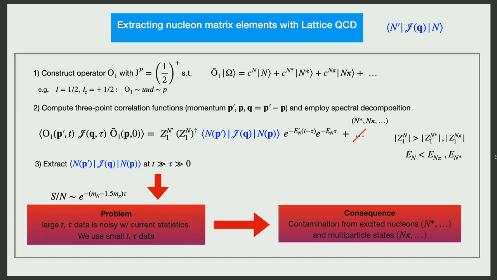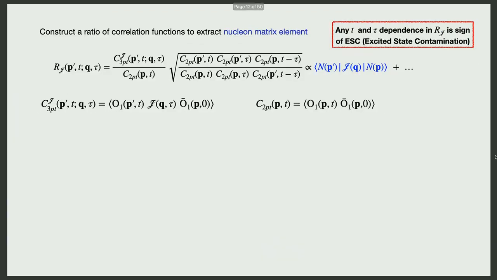How do we extract this nucleon matrix element? A standard procedure is to construct a ratio of three-point and two-point correlation functions. The advantage is that the ground state contribution to this ratio here is t and tau independent analytically. So any t and tau dependence in the data for this ratio is a sign of excited state contamination.